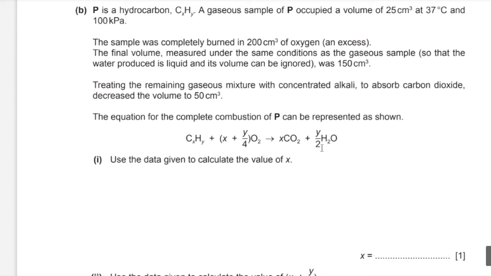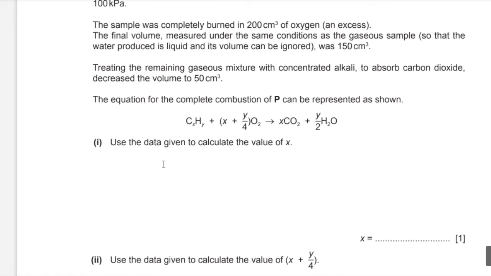So all of the carbon dioxide has been removed from 150 cm³, and that decreased the volume to 50 cm³. Since only carbon dioxide has been removed, subtracting 50 from 150 gives the volume of carbon dioxide that is produced. Now 50 cm³ here is the volume of oxygen that remained due to it being in excess in the beginning. So you can subtract 50 from 200, which gives you the volume of oxygen which was used in the reaction. Use the data given to calculate the value of x.